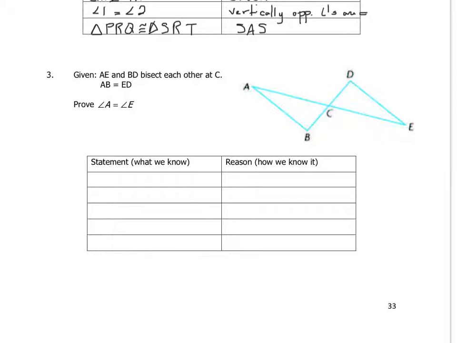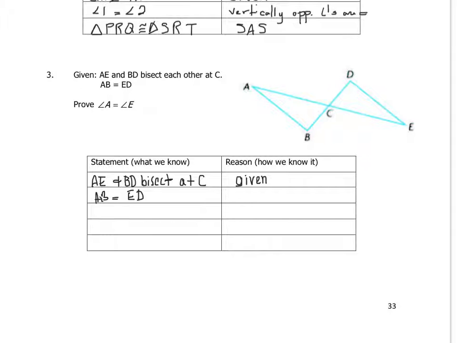So this is the type of proof where they give the statements, the things you're given, in a statement, and you have to mark them yourself on the diagram. It helps to mark them on the diagram so you can see what kind of information you have. So I'm just going to write the given statements down first, that AE and BD bisect at C. And that's given. And the second statement that's given is AB equals ED.